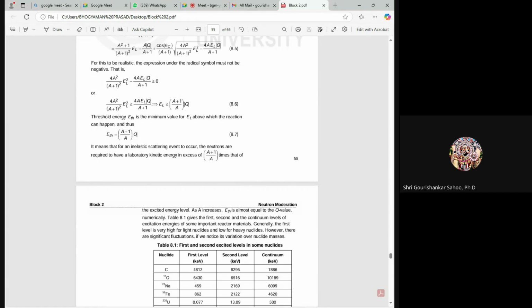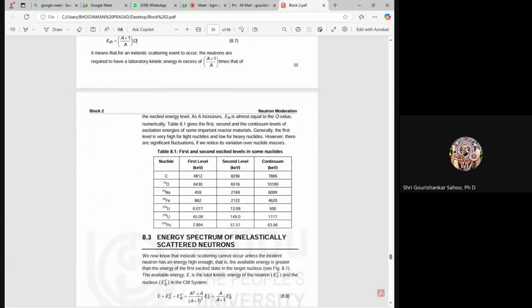You can see the threshold energy E threshold, ETH, is the minimum value of EL above which the reaction can happen, and thus ETH is equal to (A plus 1)/A times the modulus of Q. It means that for an inelastic scattering event to occur, the neutrons are required to have a laboratory kinetic energy in excess of (A plus 1)/A times the excited energy level. As A increases, ETH is almost equal to the Q value. Numerically, you can have the first and second excited levels in some nuclides.